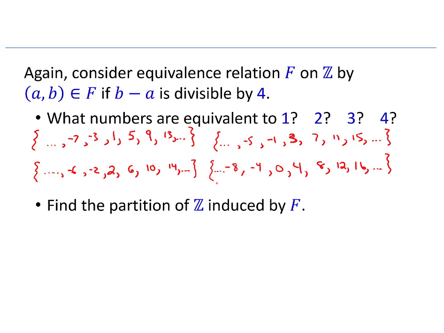Okay, so we have the 4 sets of numbers that show us the equivalence classes. All the numbers that are equivalent to 1, all the numbers that are equivalent to 2, all the numbers that are equivalent to 3, all the numbers that are equivalent to 4.